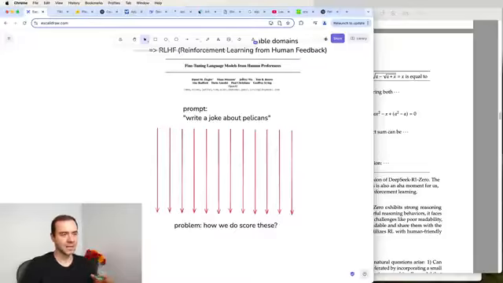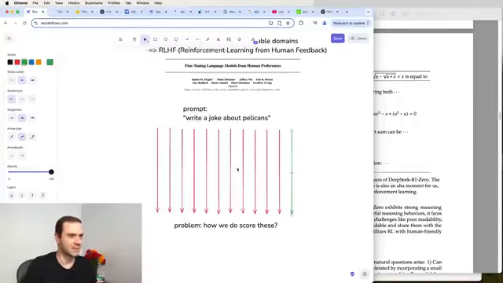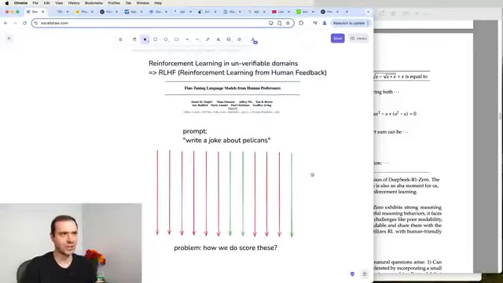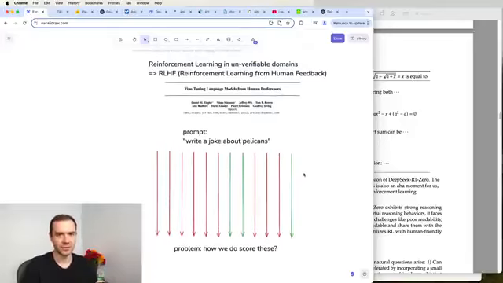And so in principle, you could have a human inspect all of them and score them and decide that, okay, maybe this one is funny and maybe this one is funny and this one is funny. And we could train on them to get the model to become slightly better at jokes in the context of pelicans, at least. The problem is that it's just way too much human time. This is an unscalable strategy. We need some kind of an automatic strategy for doing this.